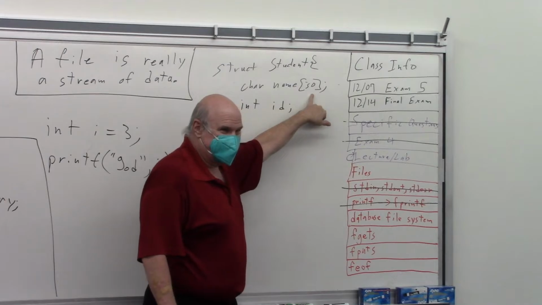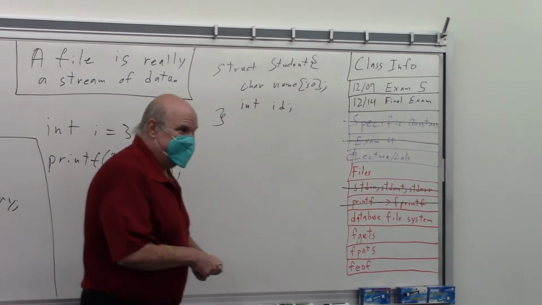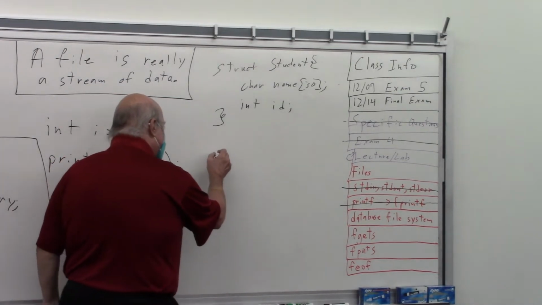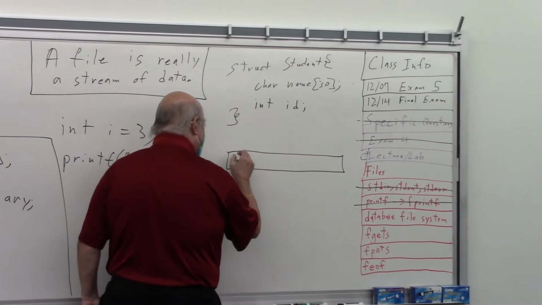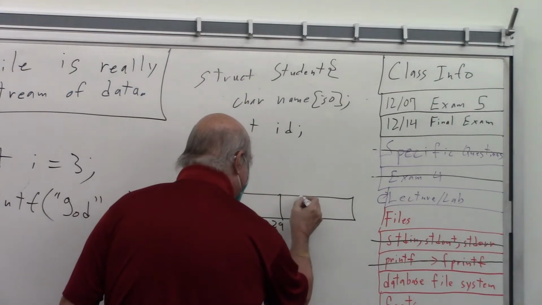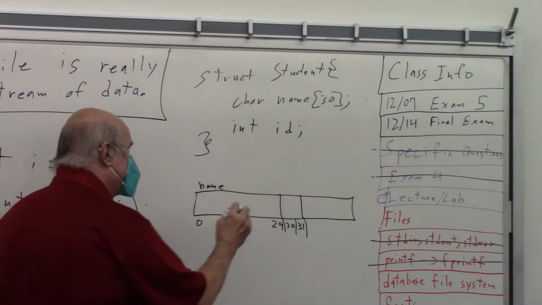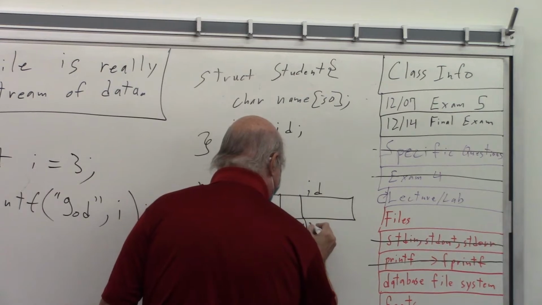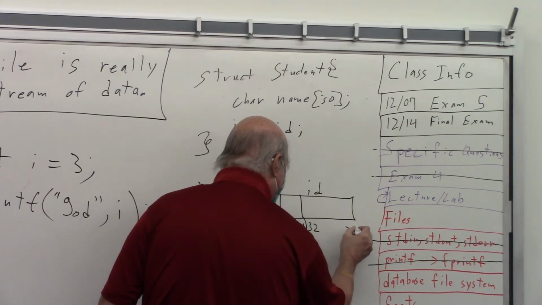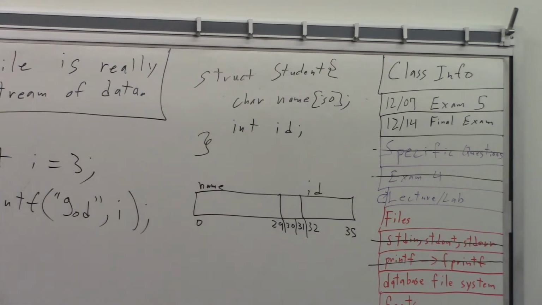32 bytes. So we just add 2 bytes of blank space. So you would end up with a record on disk that looks like this. Name goes from 0 to 29. You would have 2 bytes of wasted padding. Then you would have ID that would go from 32 to 35. And that would be your entire record. So this is how the record gets laid out. That's how that struct record would get laid out.